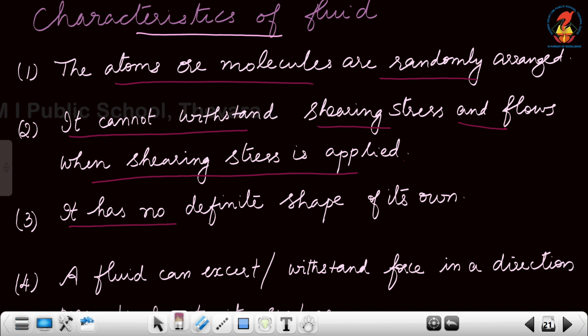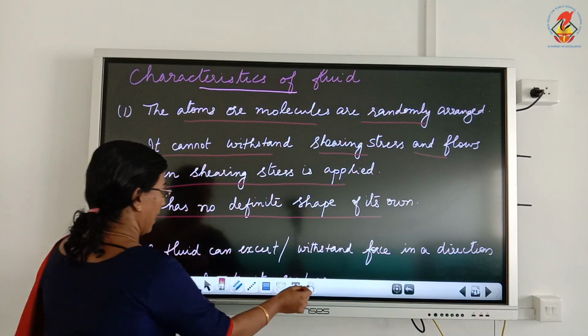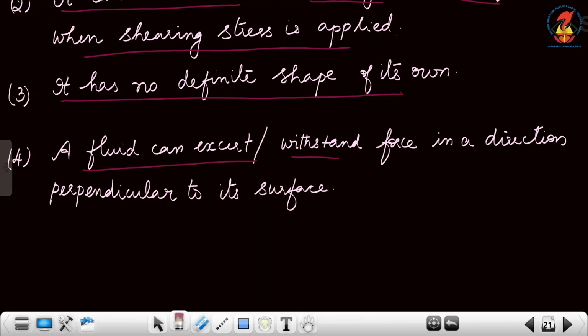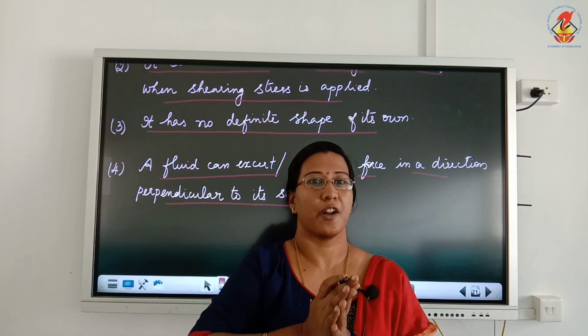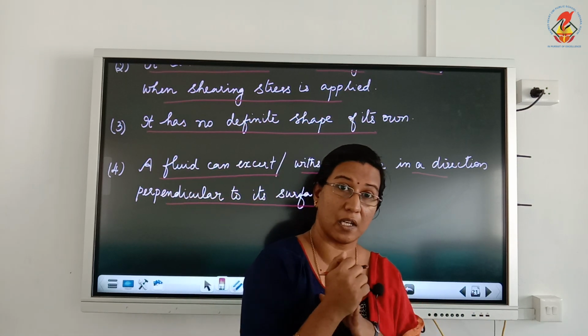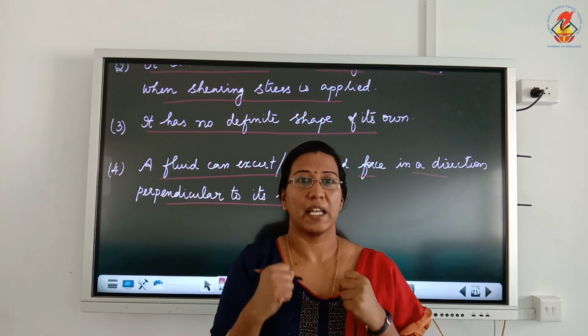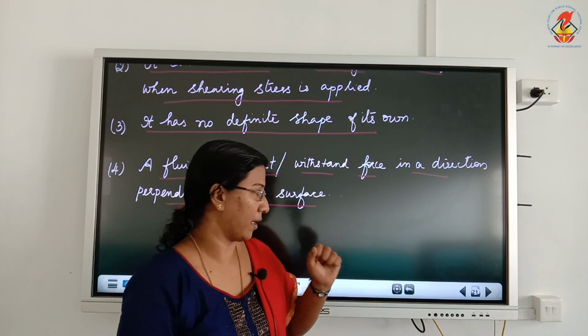Next one, a fluid does not have any shape of its own. It takes the shape of the container or the vessel in which it is kept. And the next point is, a fluid can exert or withstand force in a direction perpendicular to its surface. A fluid can exert force in all the directions in a perpendicular direction. It cannot apply a force at a particular angle, but it can always withstand the external force in a direction perpendicular to it. These are the important characteristics of a fluid.